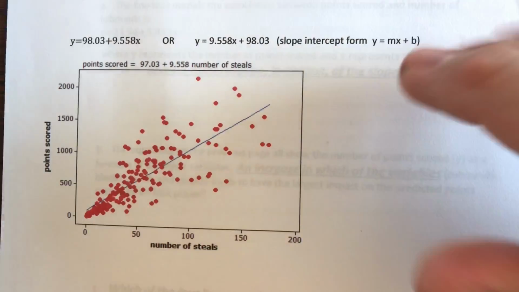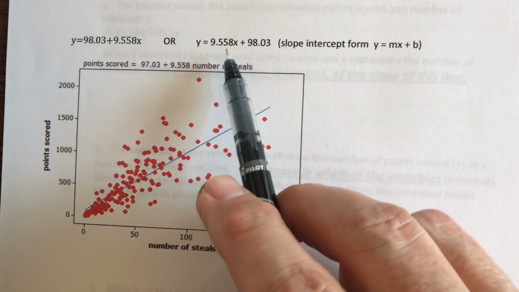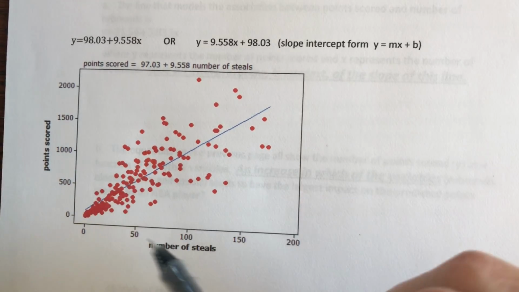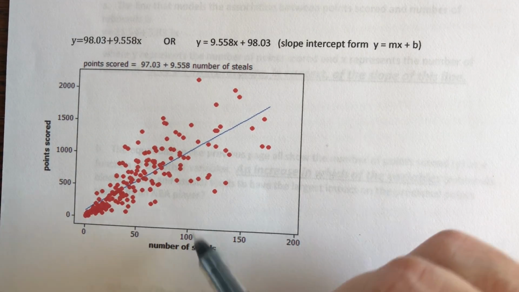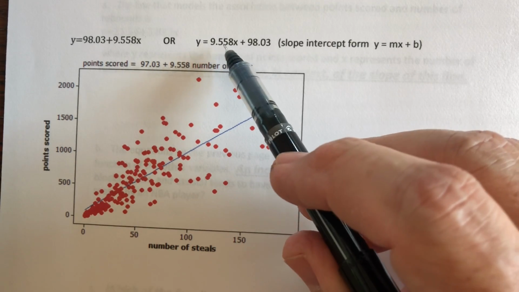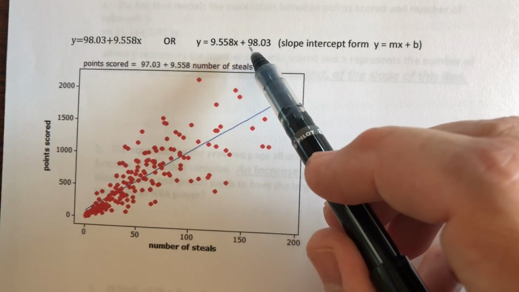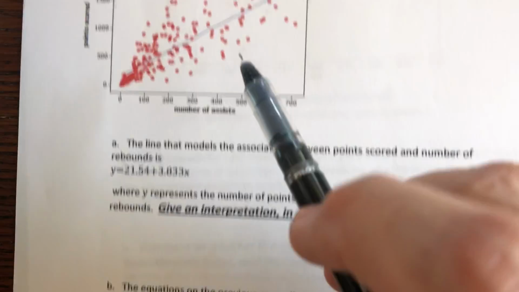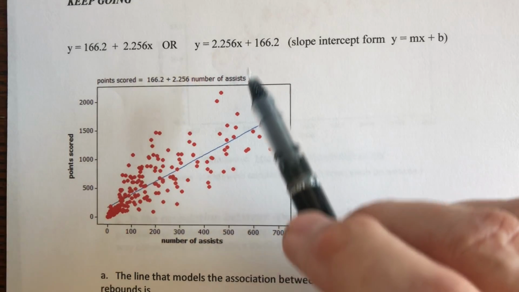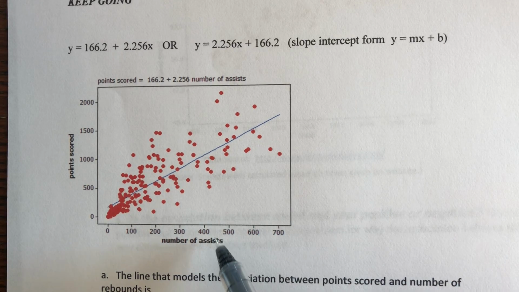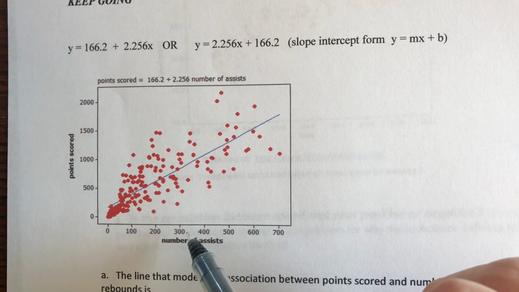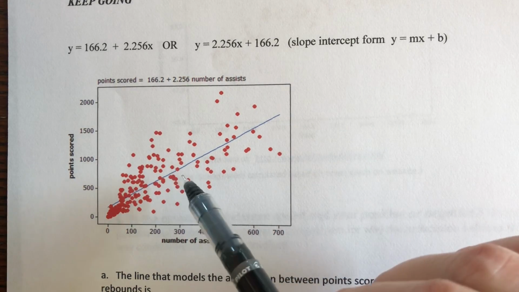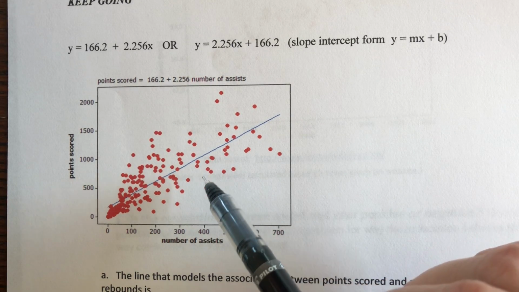It's the same idea for the next graph. This equation is in slope-intercept form. The x-axis is steals, the y-axis is points. If you pick the number of steals in a season and sub that number in for x and do your order of operations, multiply and add, you could predict how many points the player would score. And the last one is again in slope-intercept form. The x-axis is assists and your y-axis is points, and you could pick the number of assists, sub that in, and predict the points scored. So that's what those different dots are representing.